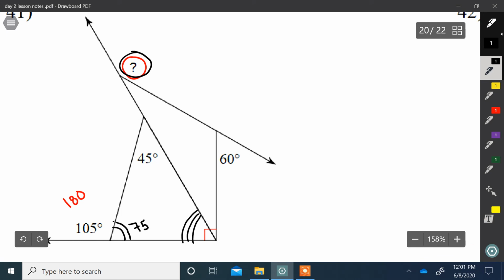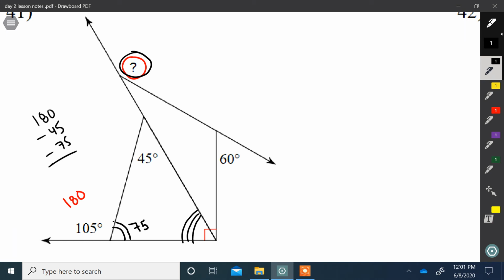Well, simple. I know that all of those add up to 180. So I use my calculator and I am gonna subtract 180 minus 45 minus 75. Okay, so 180 minus 45 minus 75, that means that this is 60 degrees.